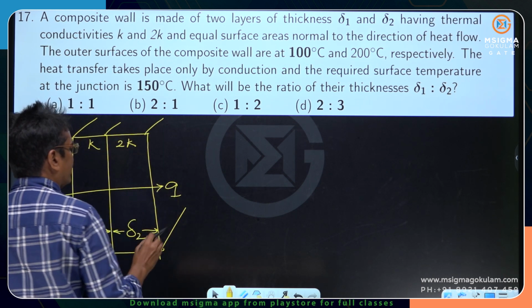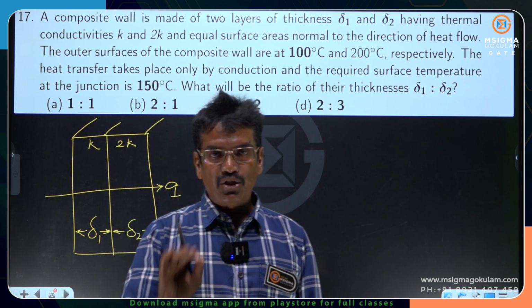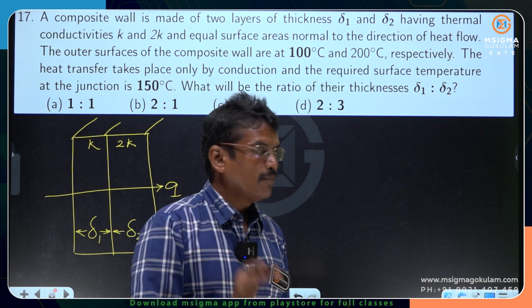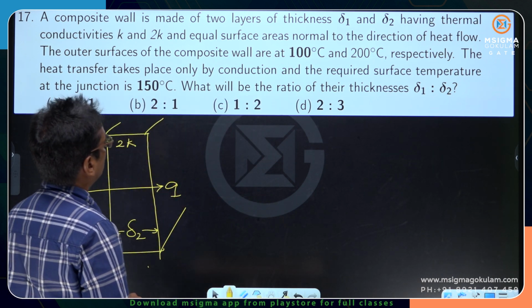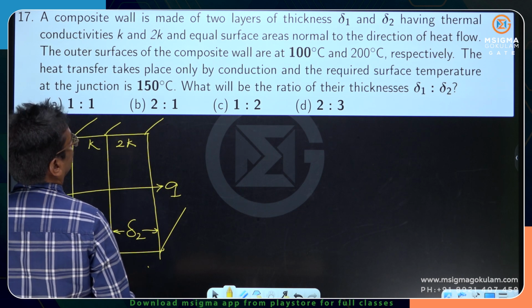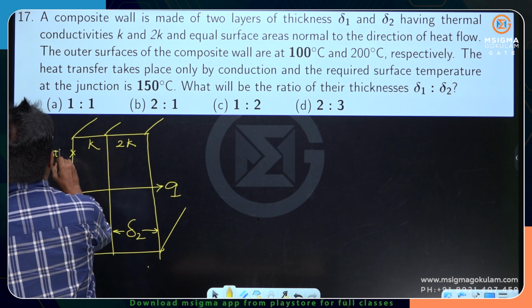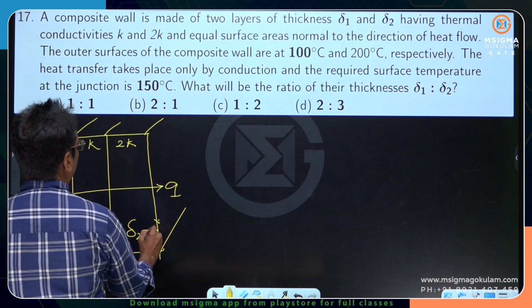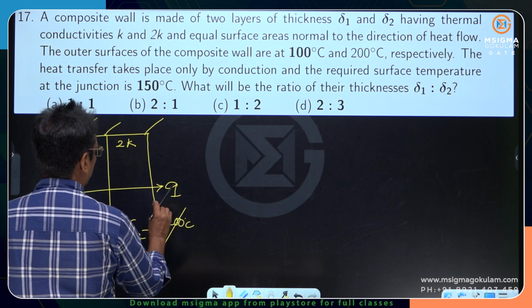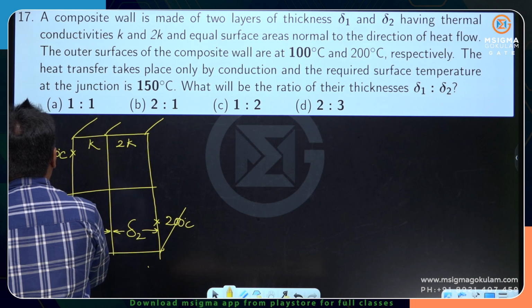Composite slab, no heat generation mentioned. Please consider heat generation only when it is mentioned in the problem. If there is no mention of heat generation, take it as 0. Outer surfaces of the composite wall are at 100 and 200. Which side is 100 and which side is 200 is not given. I am taking this as 100, this as 200. That means the direction of heat flow will be from right to left.